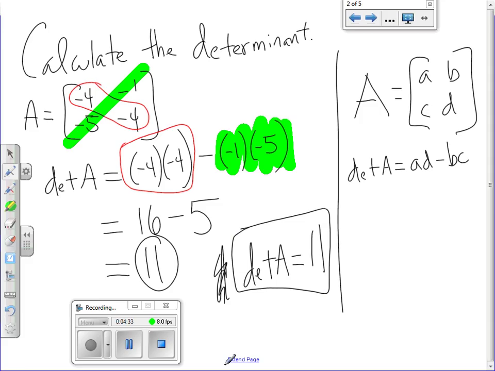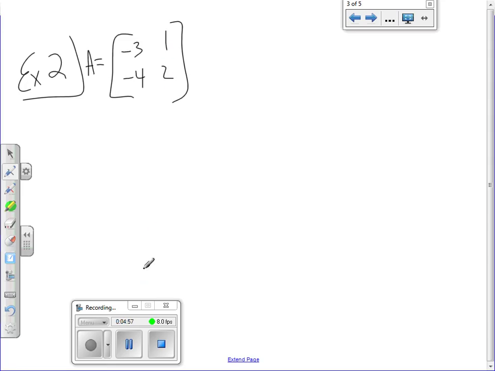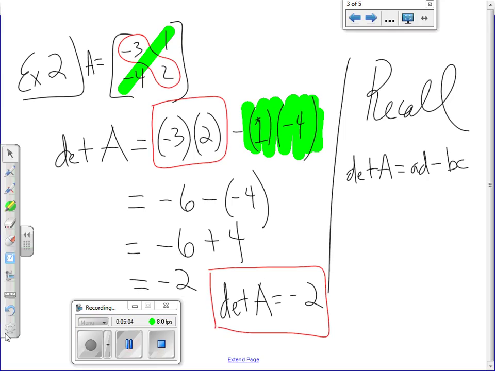All right, now, would you kindly do the next example on your own and then check your answer? Here we go. Example 2 looks like this. Here's our matrix A, new matrix. We have -3, -4 in the first column, 1, 2 in the second column. Please pause the video and have a go with this. Find the determinant.